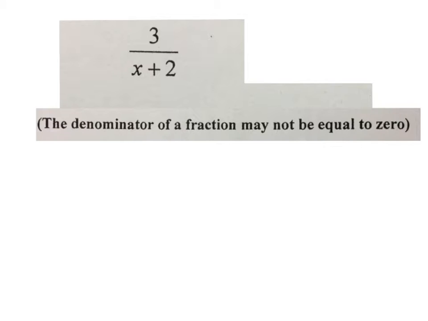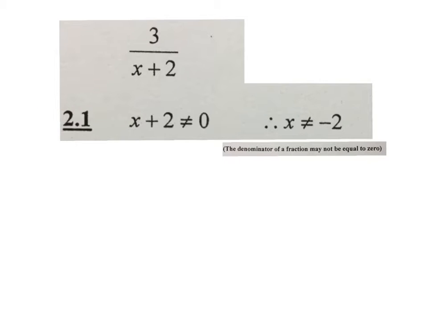The restriction comes from the rule that says the denominator of a fraction may not equal 0. Then we take the denominator, write it down and say may not equal 0. Then I solve this like a normal equation by taking the 2 to the other side. So then x is not allowed to be minus 2.